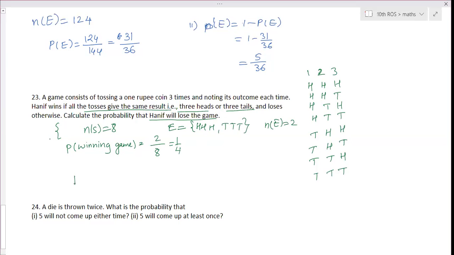And now what is the probability of losing the game? 1 minus 1 by 4, which is 3 by 4. Losing the game means 1 minus 1 by 4, which is 3 by 4.